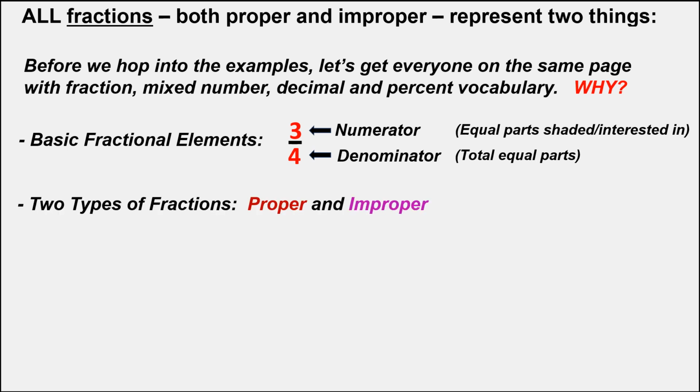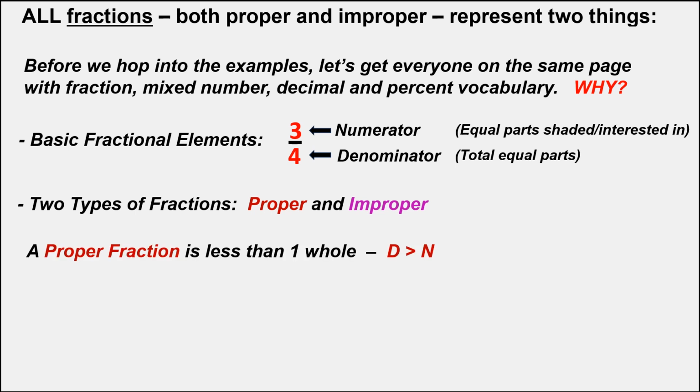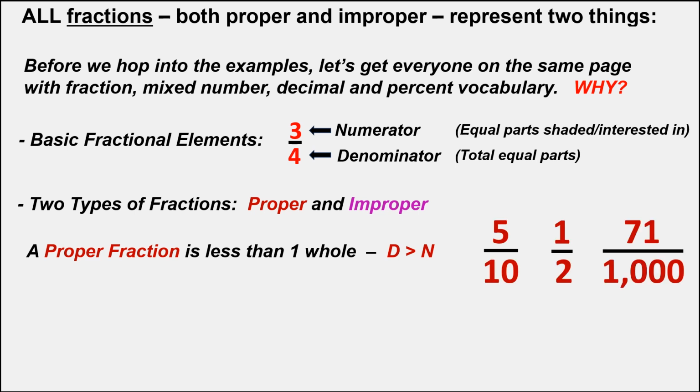There are two types of fractions, proper and improper. A proper fraction is less than one whole. Thus, the denominator is greater than the numerator. Examples include 5/10, 1/2, and 71 thousandths.